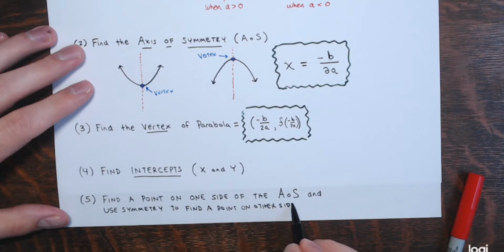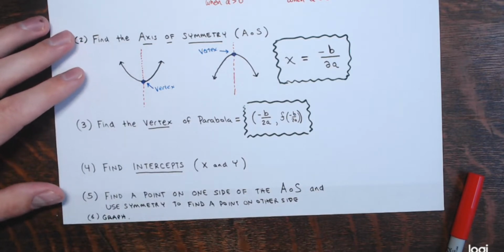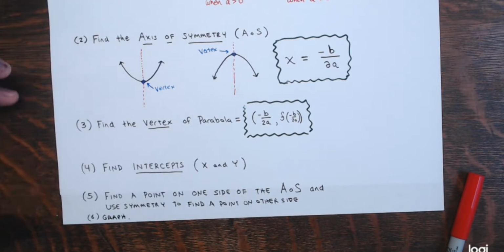And then the final step would be to graph. I know this is tiny here, I apologize. Then, complete the graph. After you've done all the first 5 things, you should have plenty of information down on your coordinate plane to be able to make a rough sketch of the graph of the parabola. Okay?